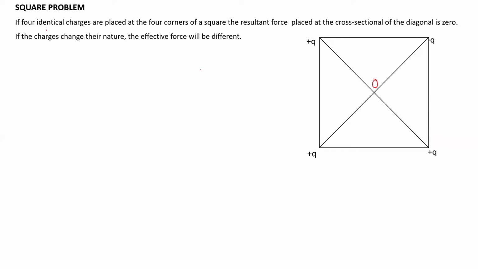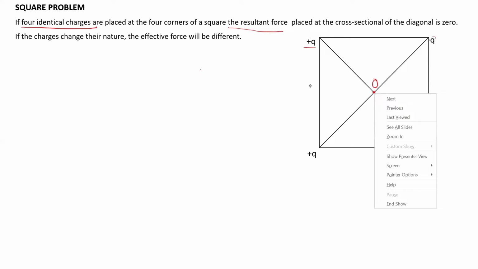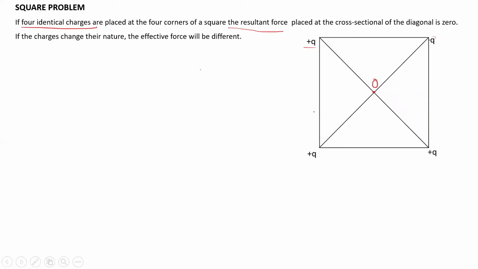So here first we will see the theory section. If you have four identical charges, meaning four charges of equal magnitude, here plus q, here also plus q, here also plus q, and here also plus q, and you are asked to calculate the resultant force at the cross section of the diagonal, that is the center of the square, both are the same. So what is the resultant force?